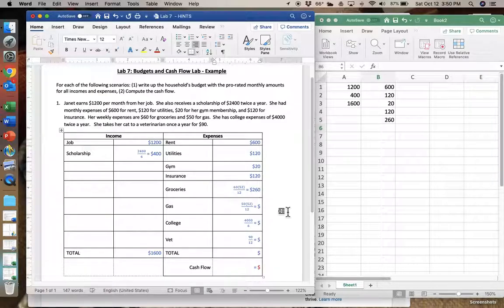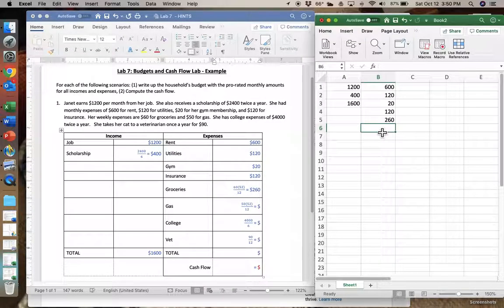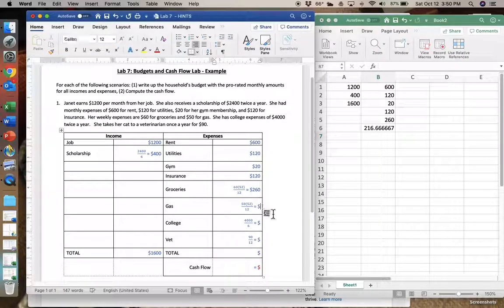And then it says $50 for gas each week. So we're going to do the same thing. 50 times 52 divided by 12. Okay, and so we've got, I'm just going to round to 2 decimal places, $216.67.